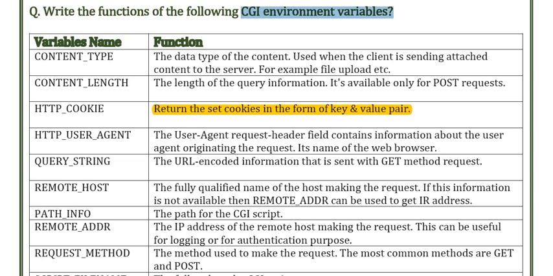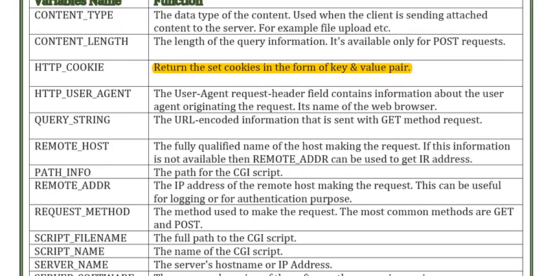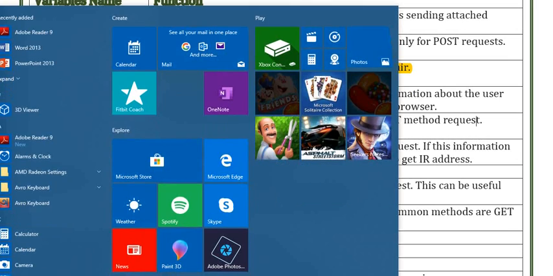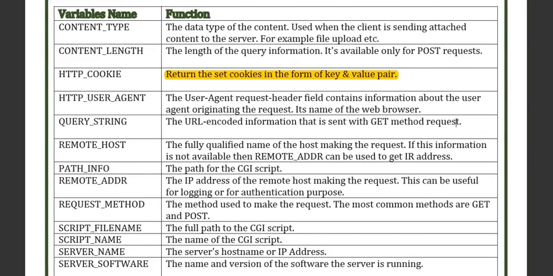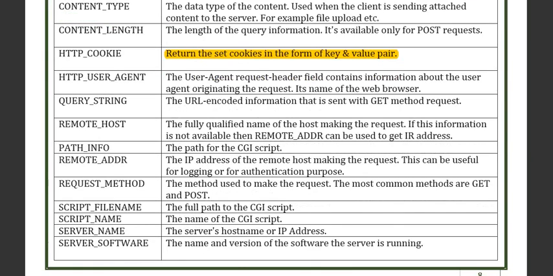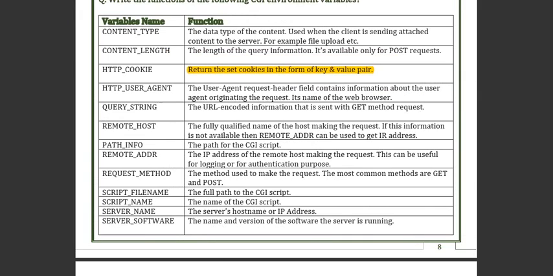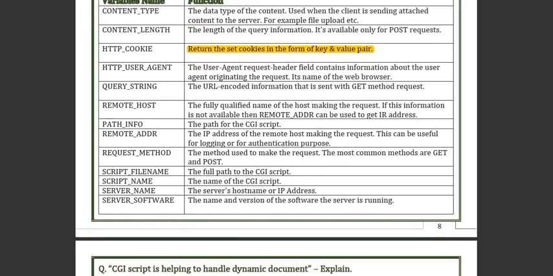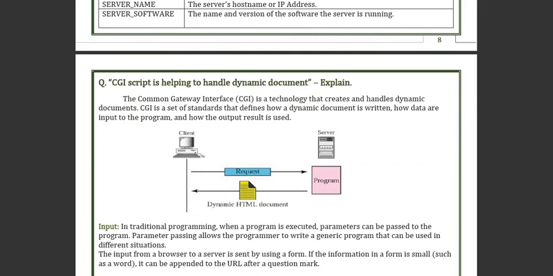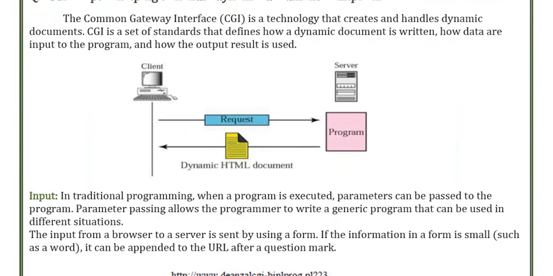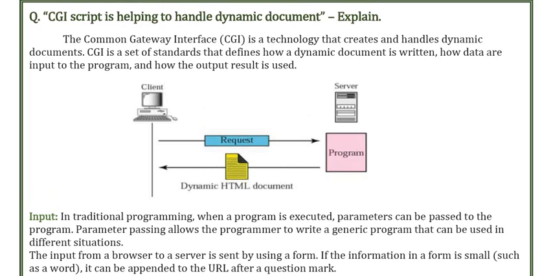CGI environment variables are given in this section. Those are very important from the examination question point of view. You can take a snap of these sections. That is how the CGI script helps to handle dynamic data. You can easily draw this diagram in your examination.